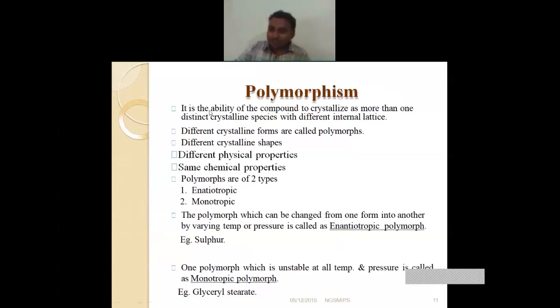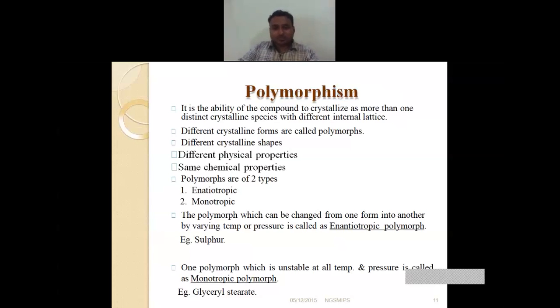Polymorphism I have already discussed. What is polymorphism? You have already understood, isn't it? Do you have any confusion about polymorphism? No, sir. Polymorphism means many forms for the same compound.